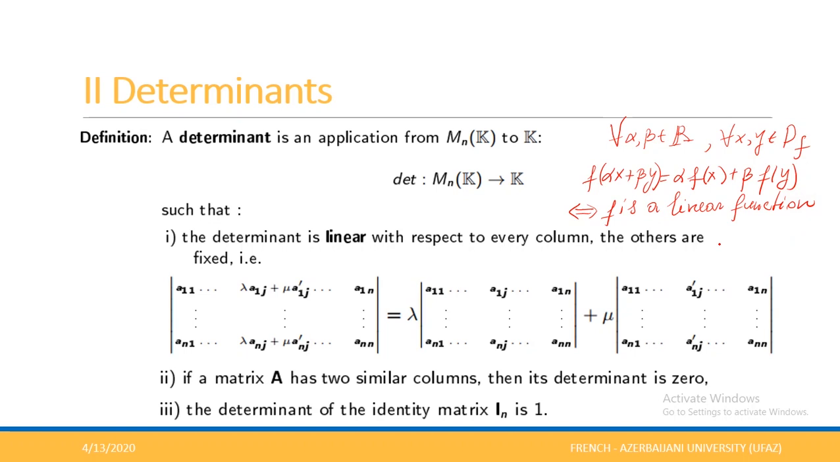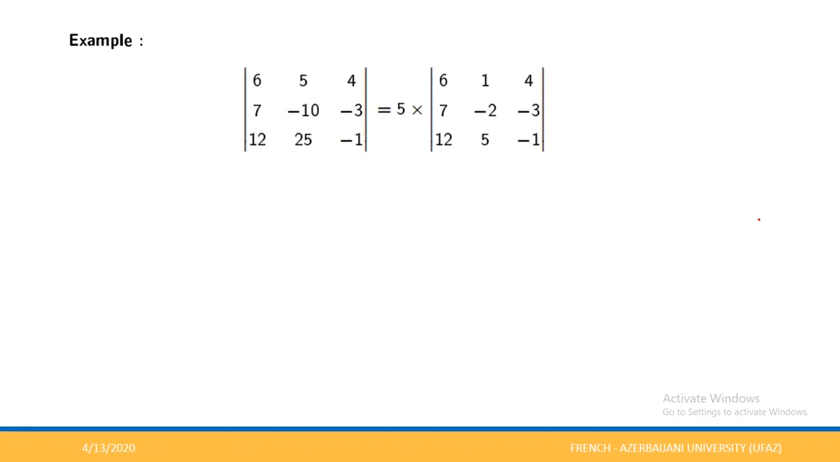Let's look at an example. The determinant of 6, 5, 4, 7, minus 10, minus 3, 12, 25, minus 1 is equal to 5 times the determinant of 6, 1, 4, 7, minus 2, minus 3, 12, 5, minus 1. In order to get this determinant, you see we write the second column as 5 times 1, 5 times minus 3, here 5 times 5. This is 5 times minus 2. This is 5 times 5. And then using the linearity for the determinants, we factorize 5. You see, it will be this one.